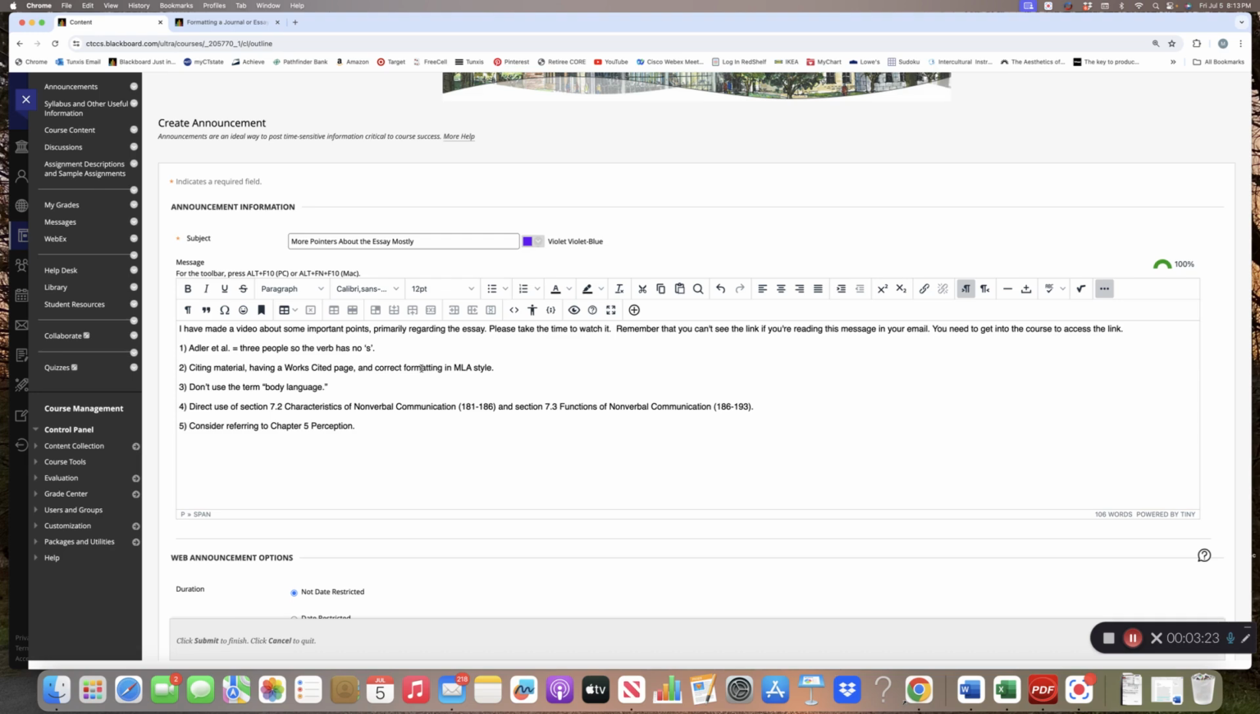Instead of saying nonverbal communication, unless you are making a general statement about it, or instead of using body language, what specifically are you talking about? Are you talking about posture? Are you talking about distance? Are you talking about clothing? So just be as specific as possible.